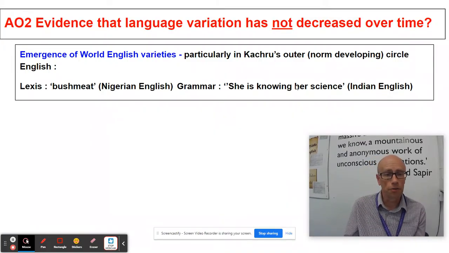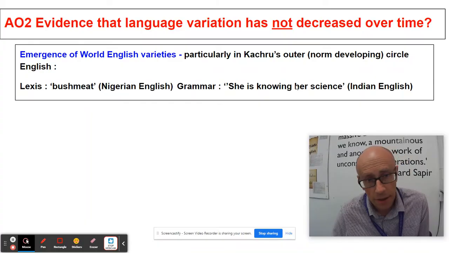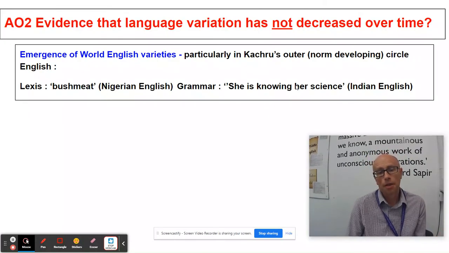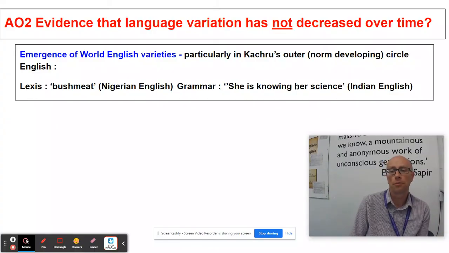In Nigerian English, you've got the word bushmeat, which means game. So meat that is being hunted to be eaten, bushmeat. From grammar, you've got things like 'she is knowing her science' from Indian English. So the use of that progressive aspect of the verb, here being used on a mental verb in a way that perhaps you wouldn't do in British Standard English.